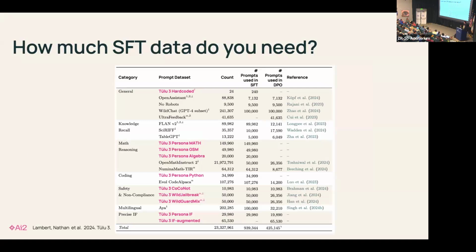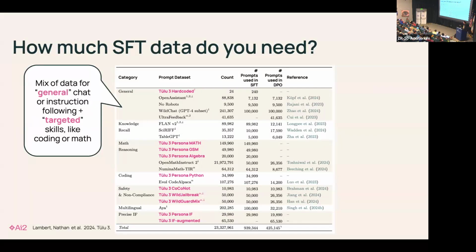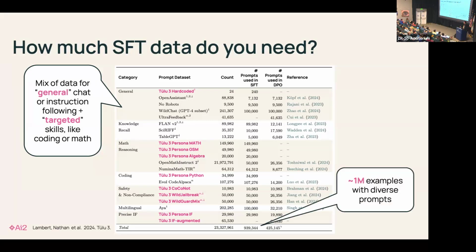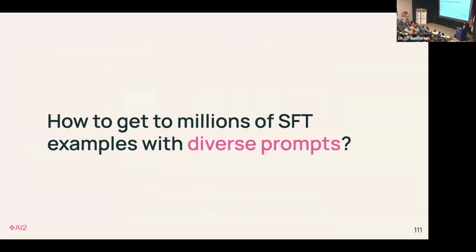Supervised tuning, how much do you actually need? You need a ton of data. You need as much general chat instruction data as possible, combined with targeted skills such as coding or math or whatever you want to focus on. Common practice nowadays seems like you need about 1 million examples. And these are 1 million examples with different prompts, fundamentally, with their associated answers to do supervised fine-tuning.